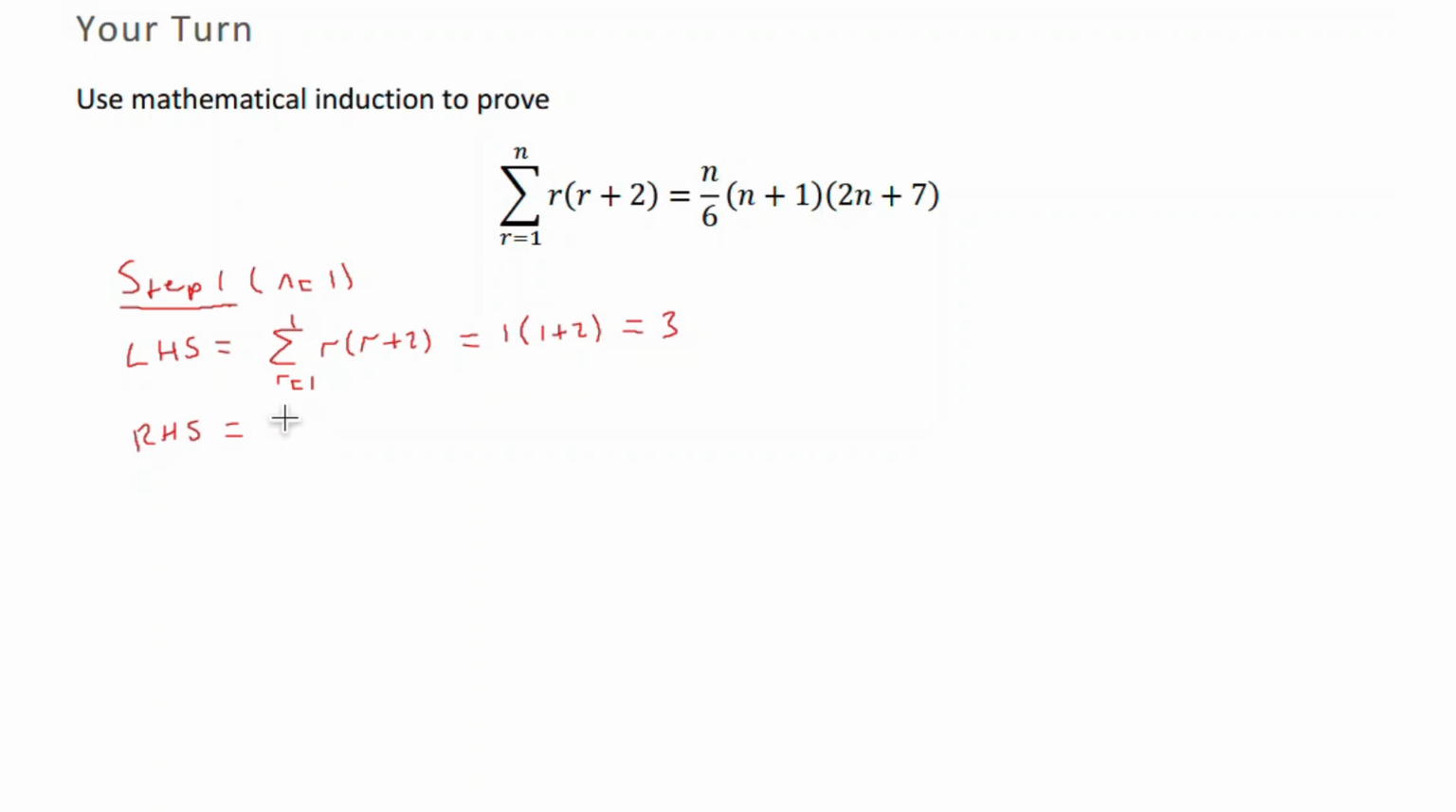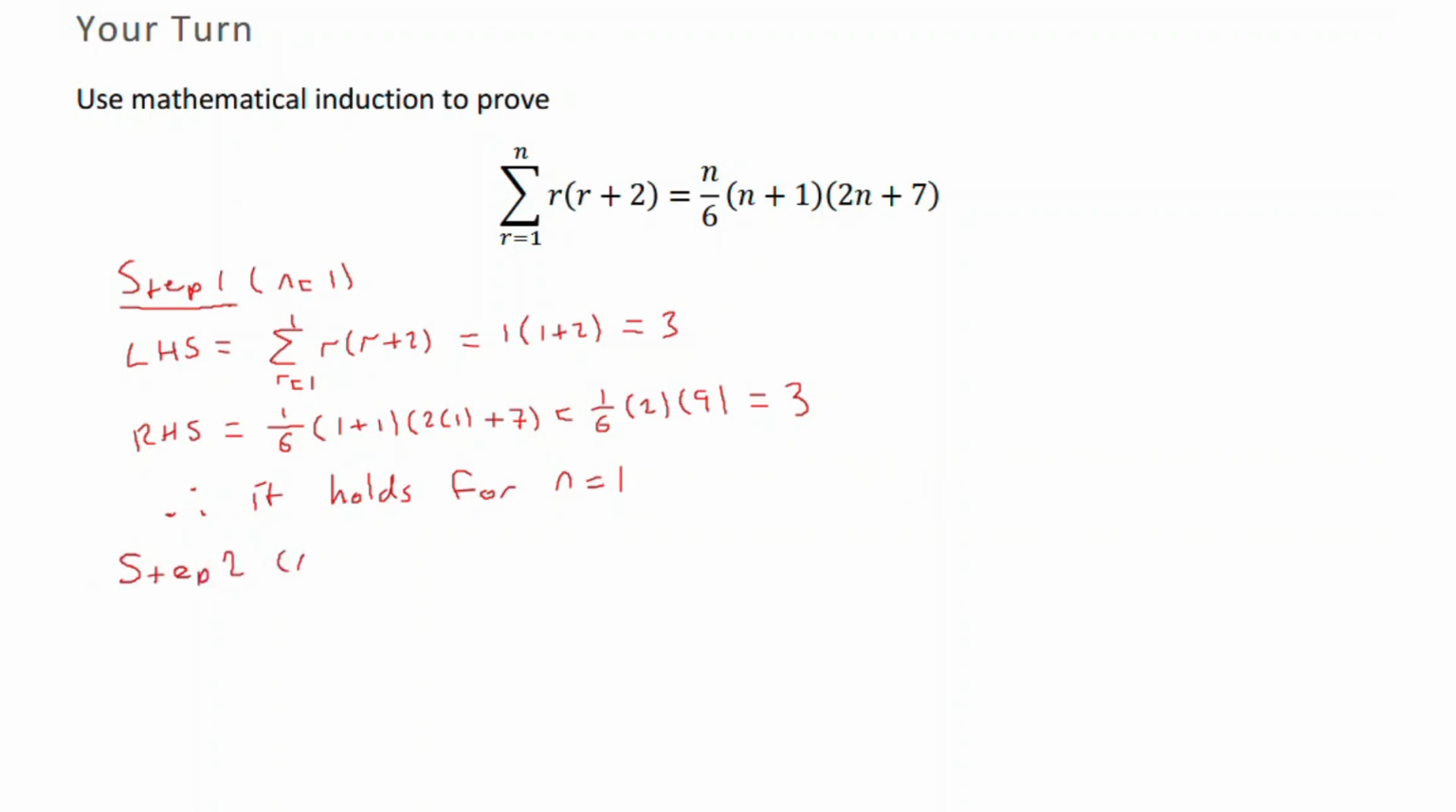On the right-hand side, we have 1 over 6 times (1 plus 1) times (2 times 1 plus 7), which is equal to 1/6 times 2 times 9, since 2 plus 7 is 9. That's 1/6 of 18. 1/6 of 18 is 3. The left-hand side and the right-hand side are equal when n is equal to 1. So therefore, the statement holds for n equals 1. The base case is true.